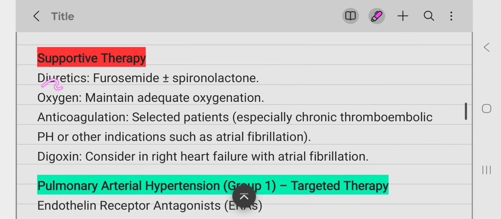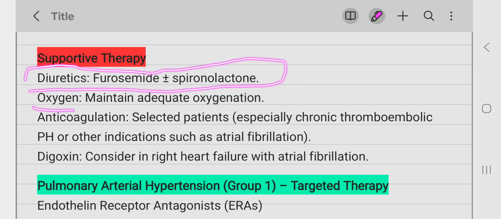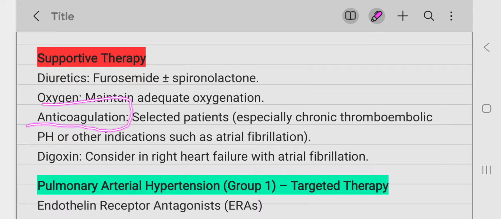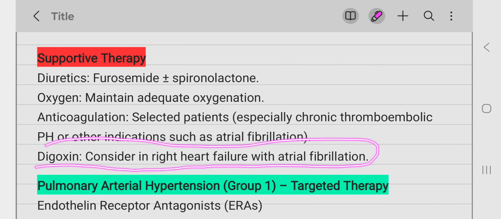Then we have some supportive therapy, like if the patient has right heart failure, we give diuretics like furosemide plus or minus spironolactone. We give oxygen if the patient is hypoxemic and due to hypoxemia has developed pulmonary hypertension. Then anticoagulation if the patient has thromboembolic phenomenon, and digoxin is given for the right heart failure with atrial fibrillation.